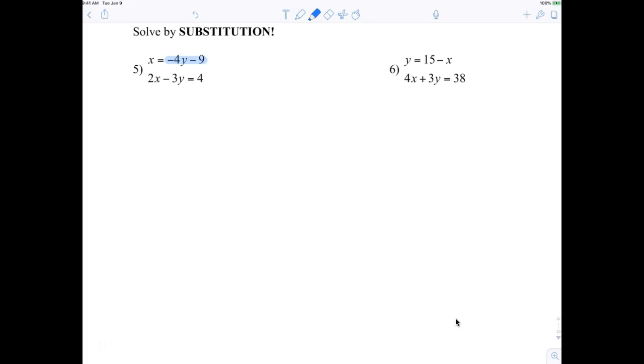So now, wherever I see an X, I can put what? That is correct. So I'm taking this quantity right here, and I'm moving it in to X. When I do that, that becomes 2, open parentheses, -4y minus 9, close parentheses, minus 3y equals 4.